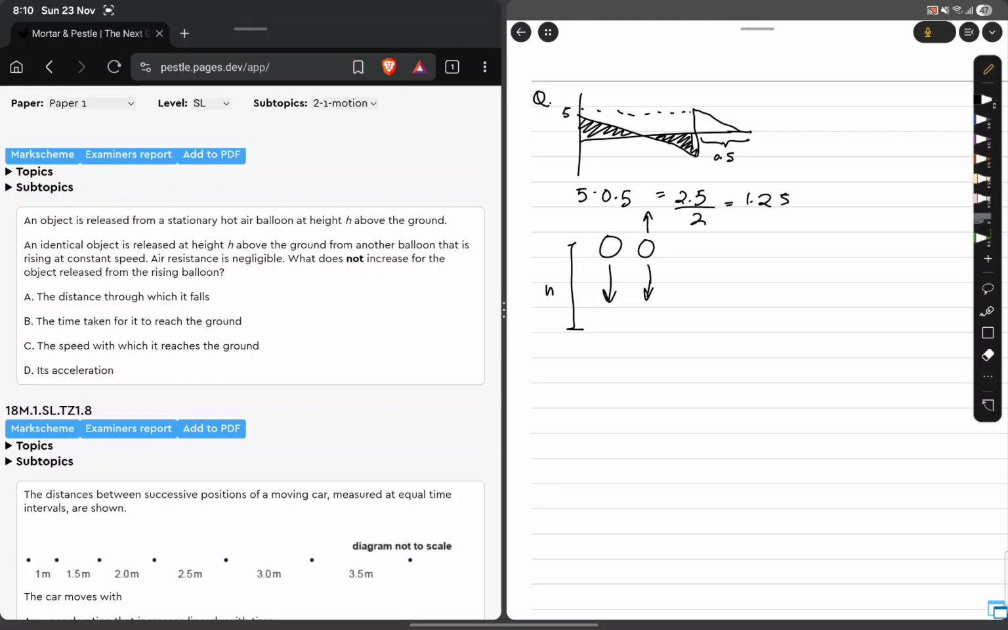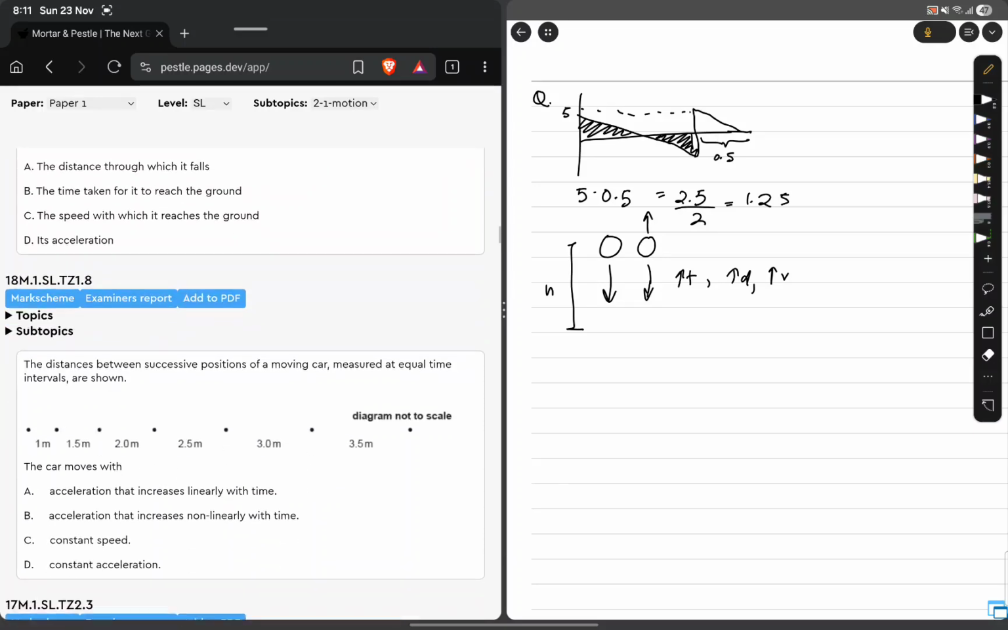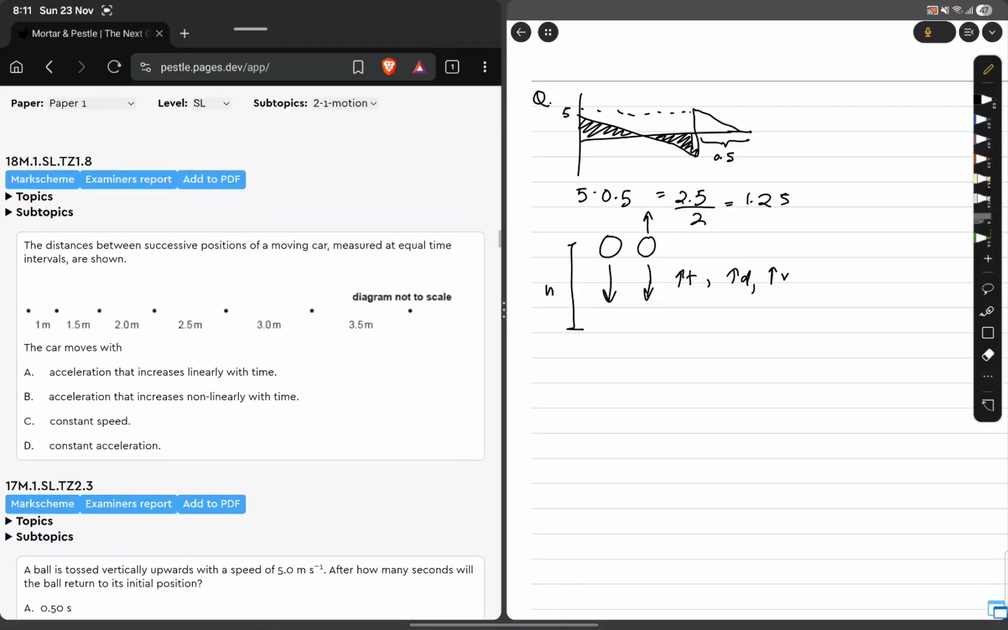And then, however, the acceleration, the gravity, is still the same for both of them. And also, although it takes more time and it covers more distance, since there's an increase in distance, there's going to be an increase in the final speed because covering more distance allows the ball to get greater time to reach terminal velocity. Yeah. So it's D. Its acceleration doesn't change.